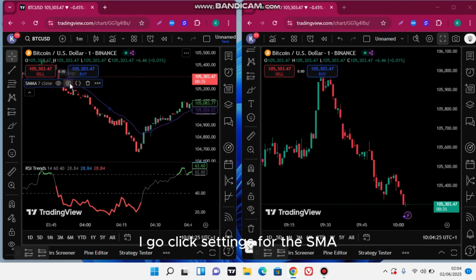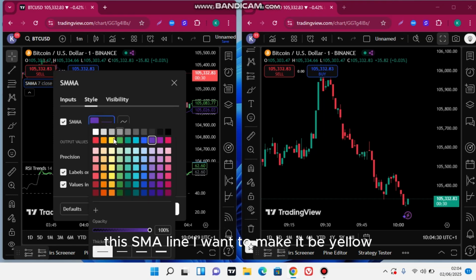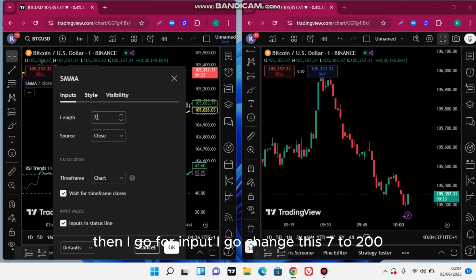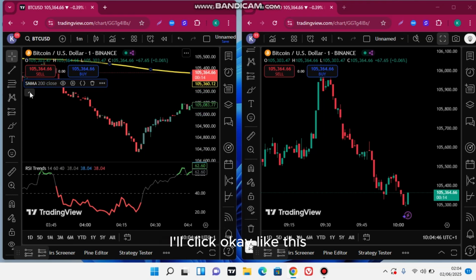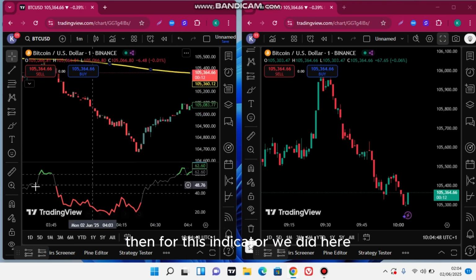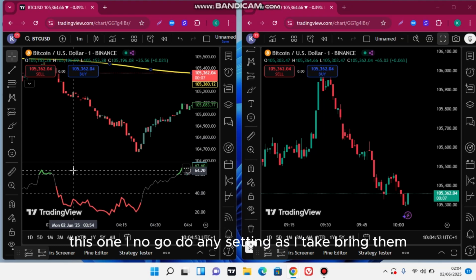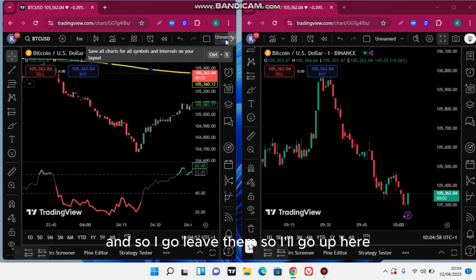I click settings for the SMA. This SMA line, I want to make it yellow, and I will make it bold. Then I go to input and change this 7 to 200. I click OK. For this RSI Trends indicator, I will not do any setting. I will leave it as it is, as I brought it in. So I will go up here.